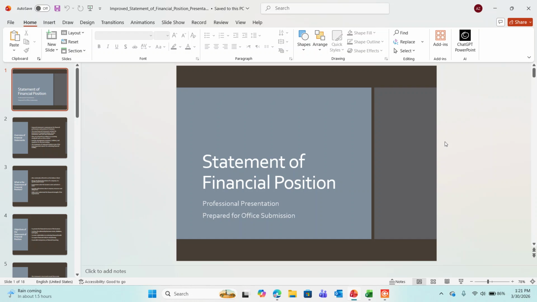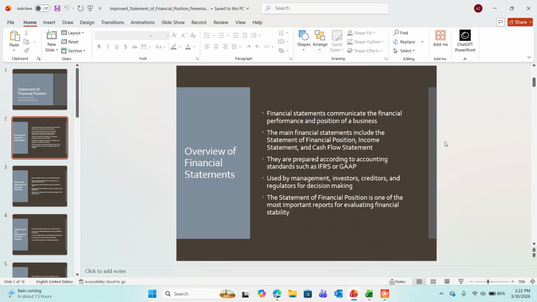This statement is one of the core financial reports used in accounting and finance. The purpose of this presentation is to explain its structure, components, and importance in business decision making. By the end, you will have a clear understanding of how this statement reflects a company's financial health.